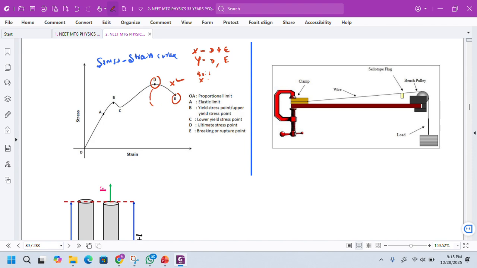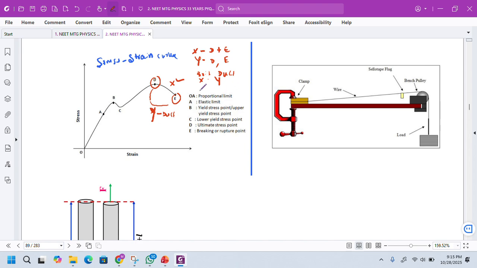If the points D and E, that is the ultimate point and fracture point, are far away from each other for material Y, then what can we say? We can say that the material is ductile. Hence, the material Y is ductile. Why so? The ultimate point and fracture point are far away from each other, so we call it a ductile material.